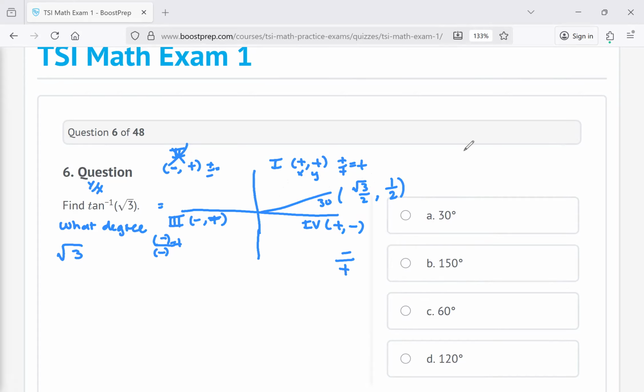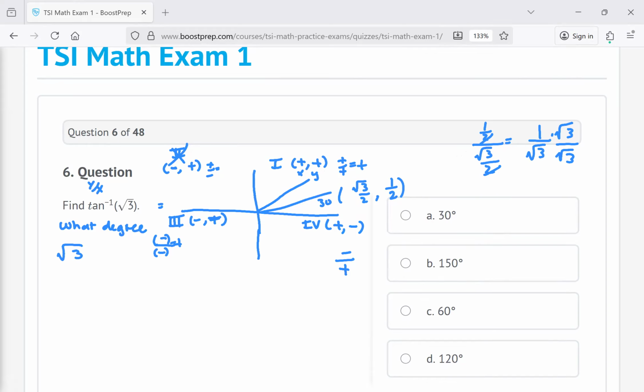So tangent is y over x, so it's going to be 1/2 over square root of 3 over 2. And then as you can see, the 2's cancel, so you're left with 1 over radical 3. And this will never give you positive radical 3 because if you multiply top and bottom by radical 3, that's not going to work. And I don't think it's going to be 45 because that will always give me 1.